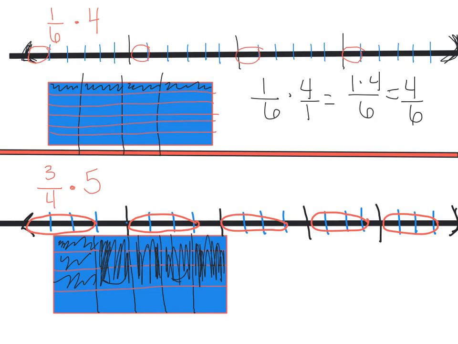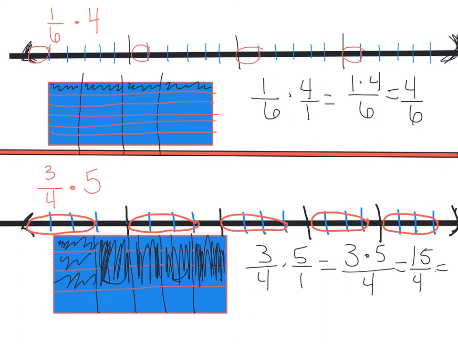We solve that out. 3 over 4 times 5 over 1, or simply 3 times 5 over 4, and that is 15 fourths. And we can rewrite that as a mixed number. And in this case, 4 goes into 15 3 times, and 3/4 are left.